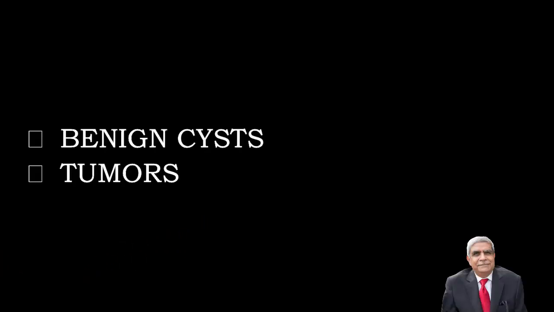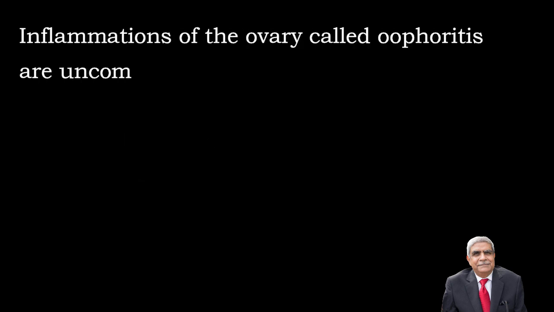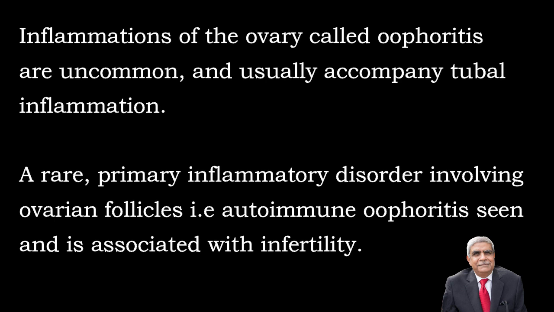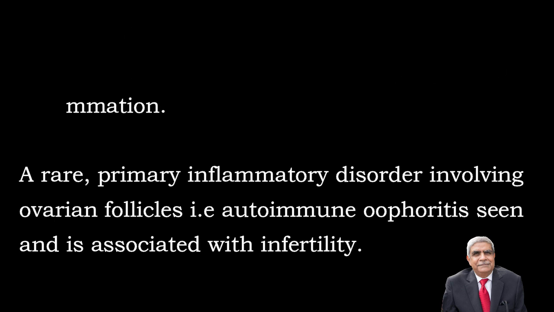We are going to discuss the lesions which are seen in ovaries, and they include functional or benign cysts and tumors. The inflammation of the ovaries, which is oophoritis, is uncommon, and it is accompanied by tubal inflammation. Rarely a primary disorder involving the ovarian follicles, that is autoimmune oophoritis, occurs, and it is associated with infertility.